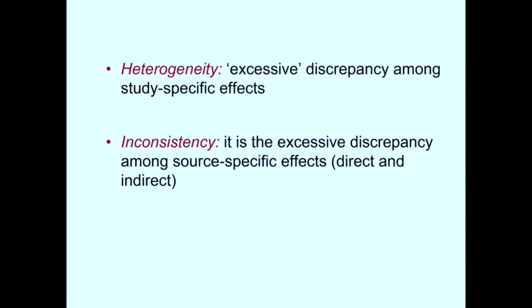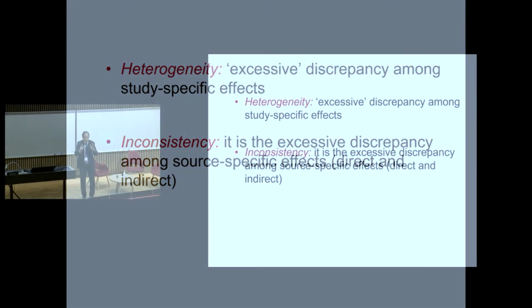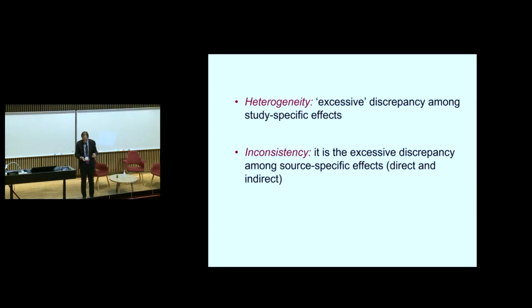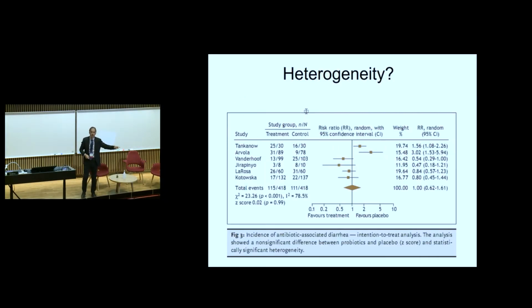So very briefly, to explain inconsistency or consistency compared to heterogeneity, which is a very important thing in standard or pairwise meta-analysis. So heterogeneity is a difference between studies. Inconsistency in a network meta-analysis is difference between sources of information, direct and indirect. So this is the heterogeneity.